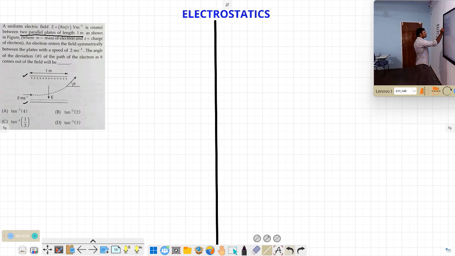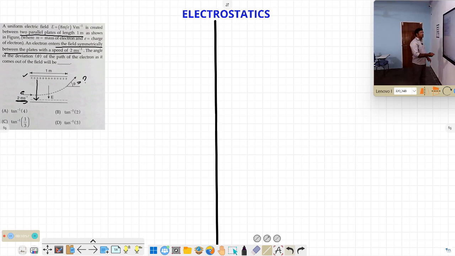The electric field, if you observe this one, this is the direction of the electric field, plus to minus. And there is an electron, having charge e, which enters into the field symmetrically between the plates with a speed of 2 meter per second. That means it is entering with a speed already given in the diagram very clearly, 2 meter per second. Now the angle of deviation of the path of the electron as it comes out of the field will be, what angle will come out? This theta is equal to how much, they're asking.